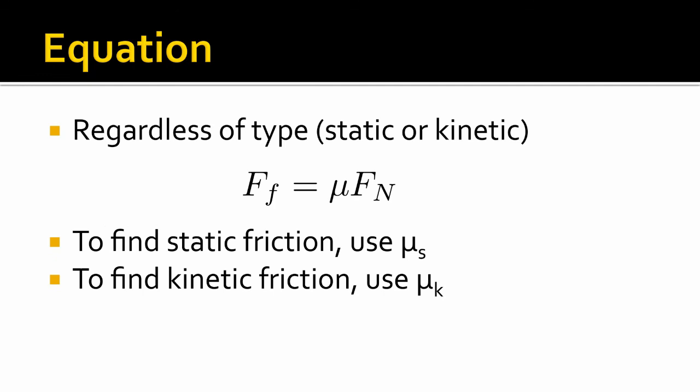Now, the equation to find friction. It doesn't matter if it's static friction or kinetic friction, it's the same equation. Force of friction equals mu Fn, so mu times the normal force. To find the force of static friction, you're going to use the static coefficient of friction. And to find the force of kinetic friction, you will use the coefficient of kinetic friction. That's the only difference in the equation. It's the same equation every time. You just swap out which mu you're using depending on which friction you're looking for.